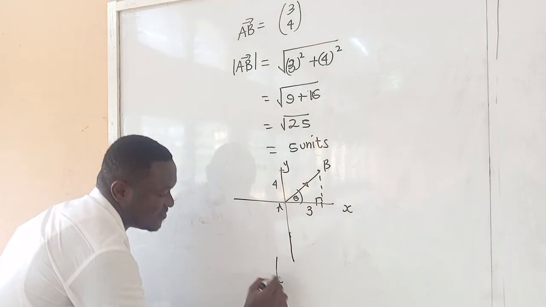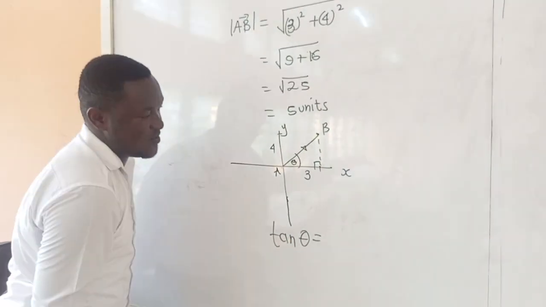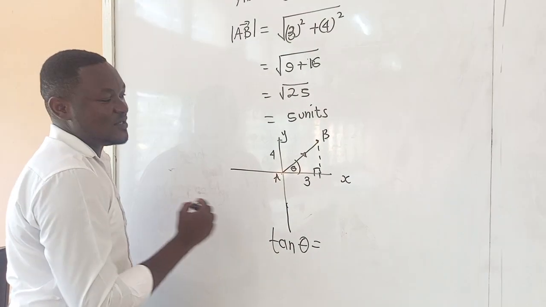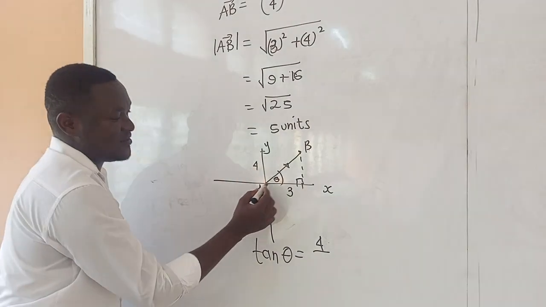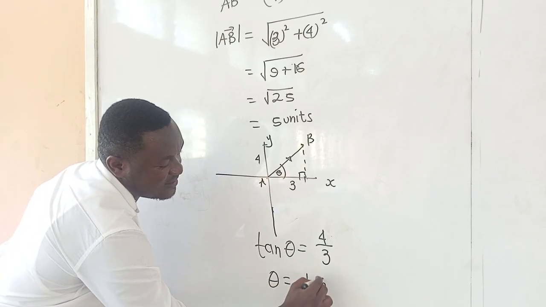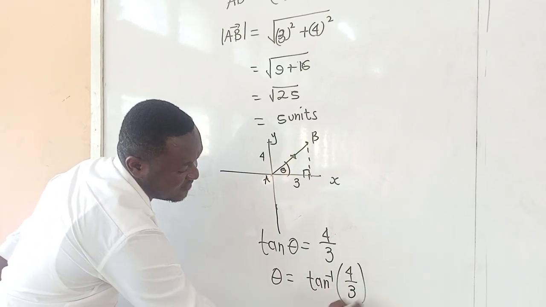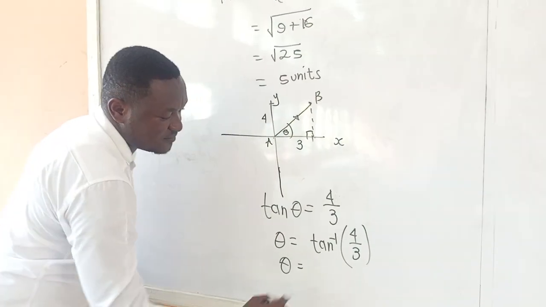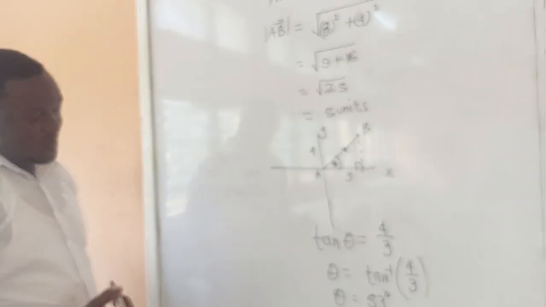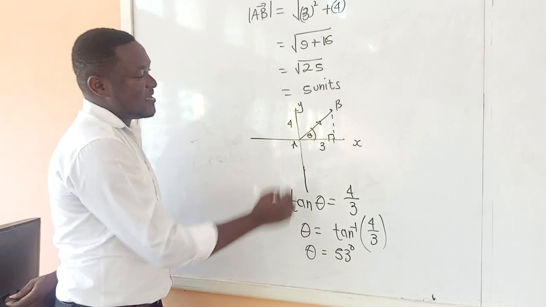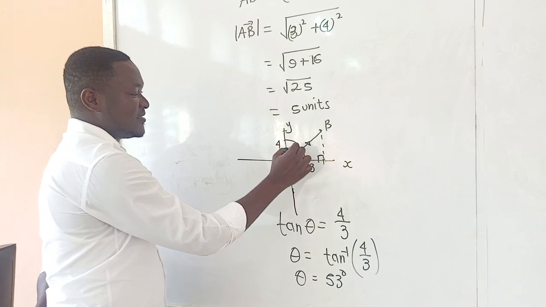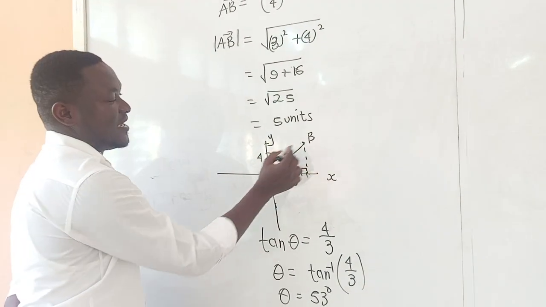So tan theta is equal to the opposite of the triangle, which is the unit along the y-axis, 4, over the unit along the x-axis, 3. Then theta will be equal to tan inverse of 4 over 3. Theta is equal to 53 degrees to the nearest degree. So when we are done, because bearing is calculated from the North Pole, we have to find this. That is the direction of vector AB.